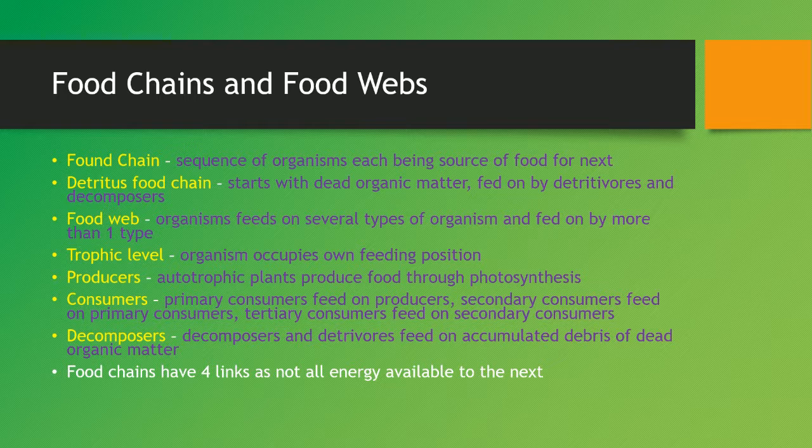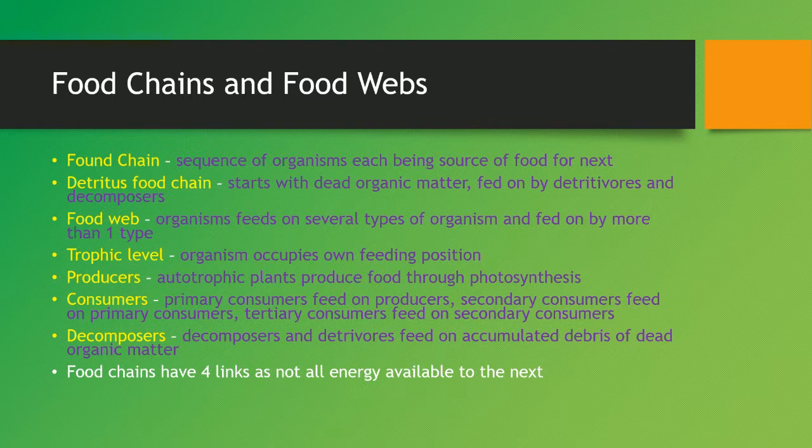and decomposers. You then move on to more complex things called the food web, and this is where organisms will feed on several types of organisms, and these are fed on by more than one type. Essentially, it's just multiple food chains put into one. There's a trophic level, we've talked about that, and the trophic level is an organism occupying its own feeding position, such as a producer, which is a plant that produces food through photosynthesis.